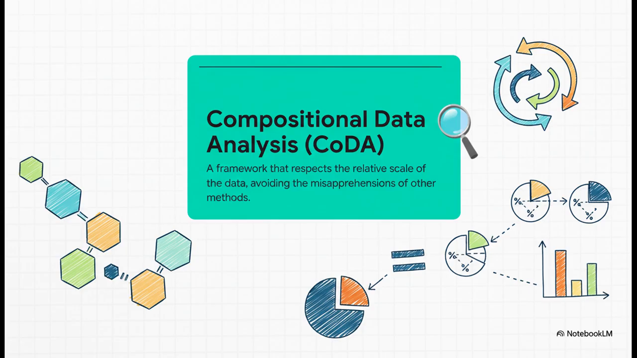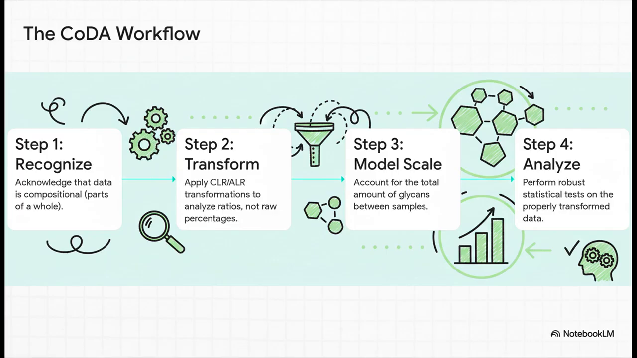Instead of focusing on those misleading percentages, it uses some really clever transformations to analyze the ratios between all the different parts. And by doing that, scientists can finally see the true relationships in the data, without all that distortion from the pie chart trap. And the way it works is actually pretty logical.